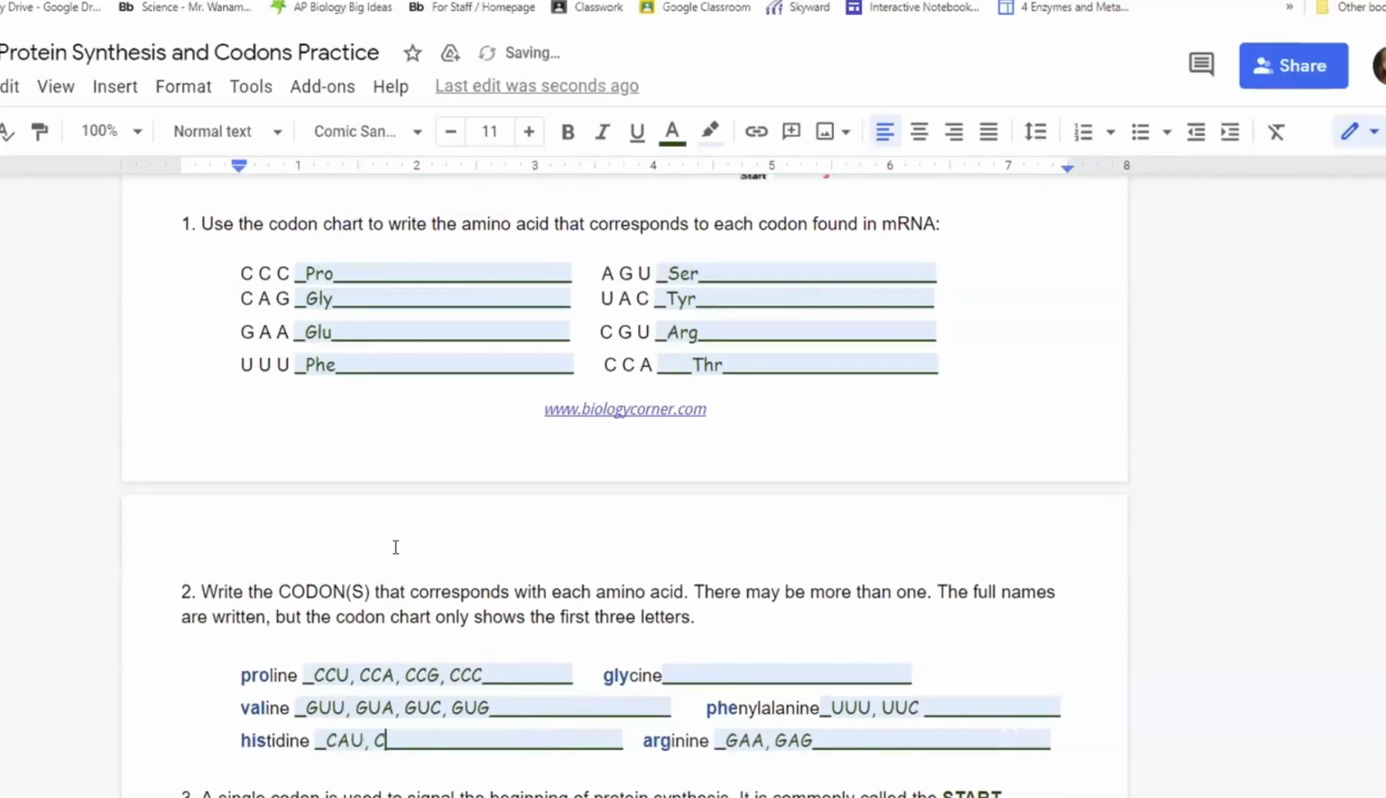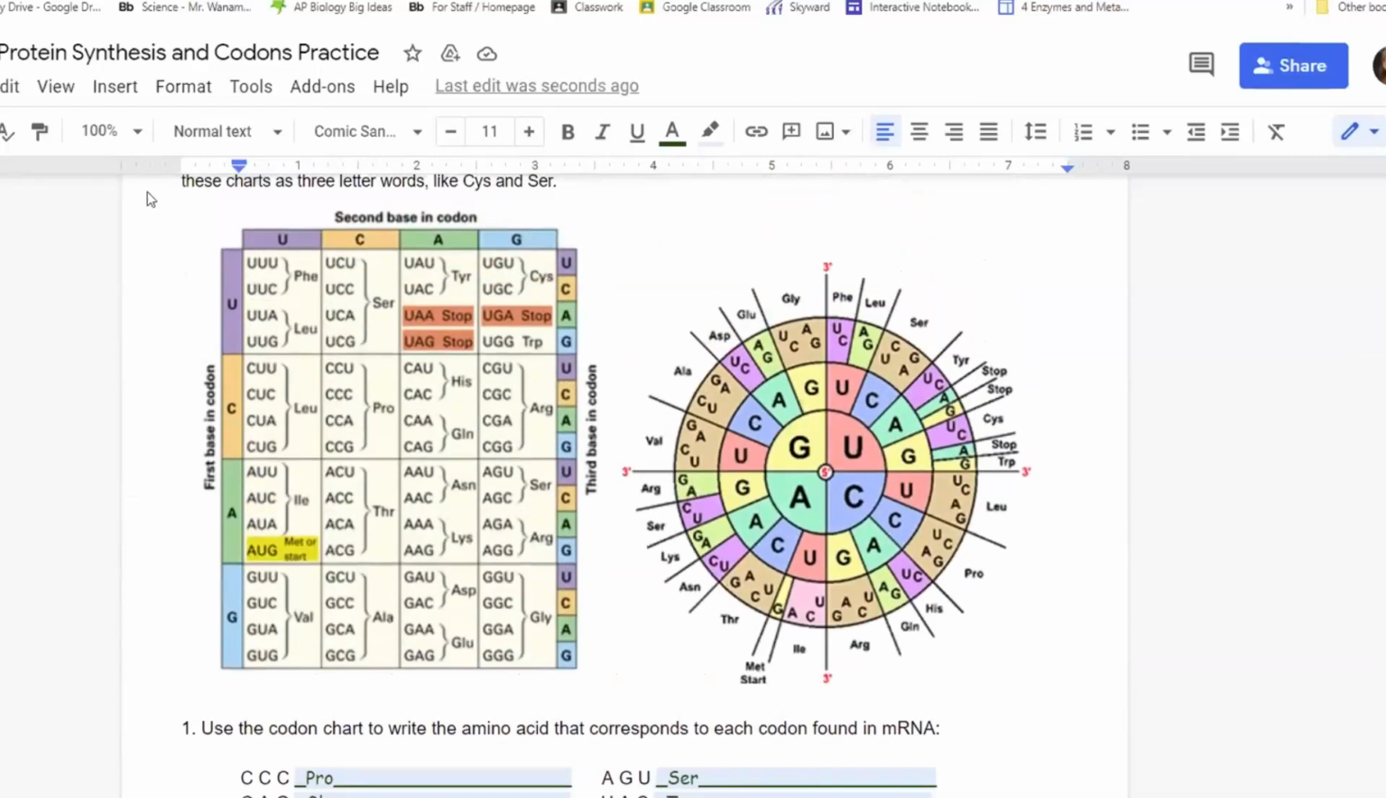CAU, CAC. Do you agree with that, Lucy? Yep. All right, I will trust you guys. Since two of you. Glycine, we had Natasha, I believe. GGU, GGC, GGA, and GGG. Okay, good. The box shows us GG, anything else.